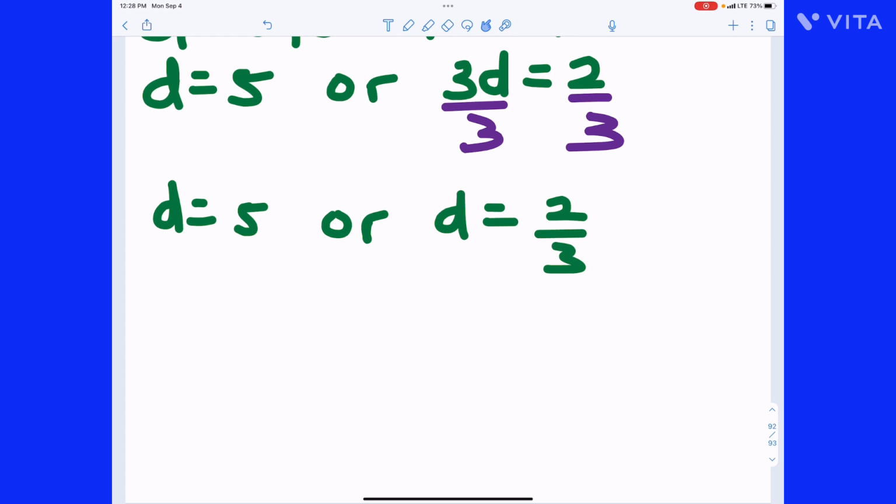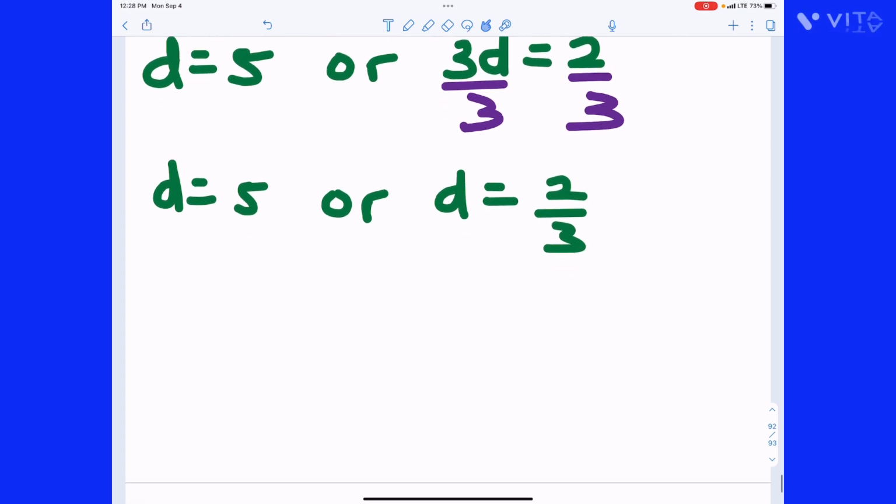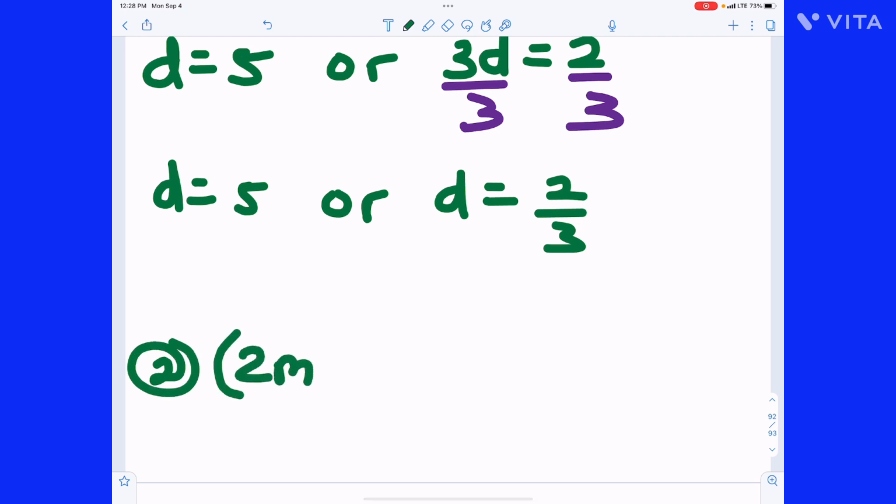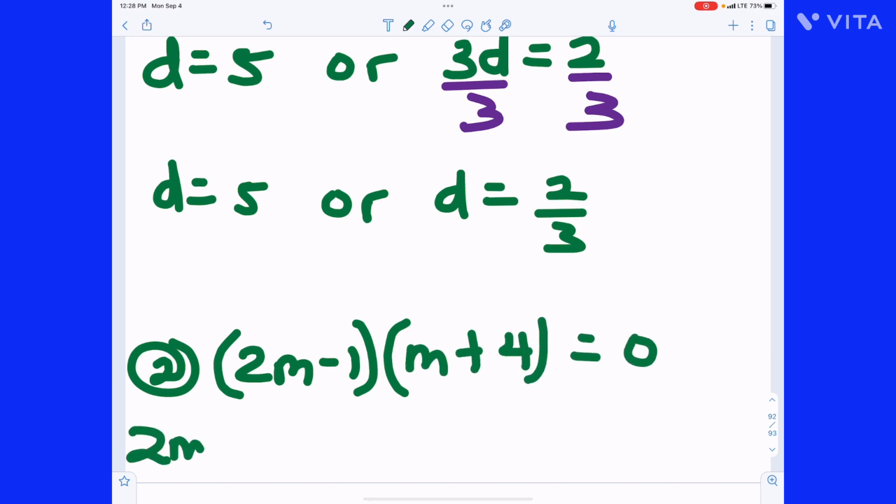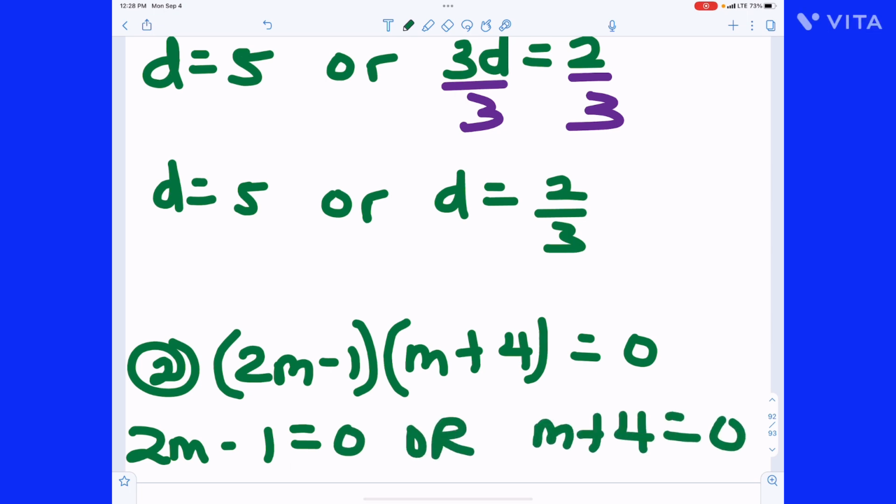Let me just explain. Second question. Number 2. Open bracket 2m minus 1, m, open bracket m plus 4. It's just the same question. 2m minus 1 is 0 or m plus 4 is 0.